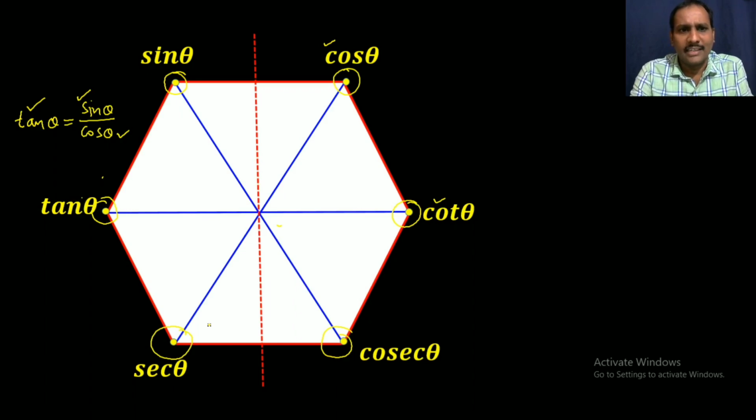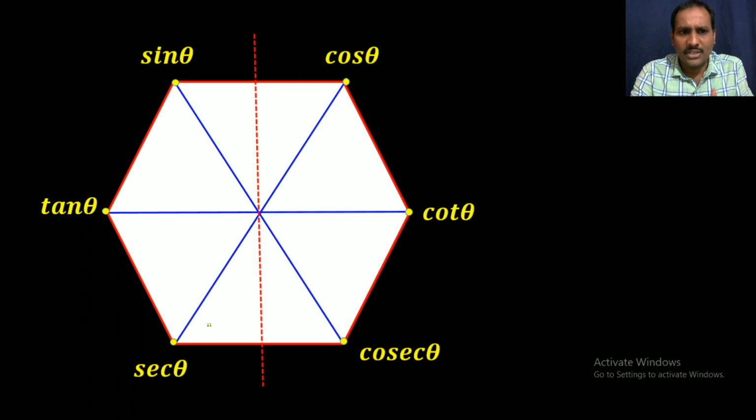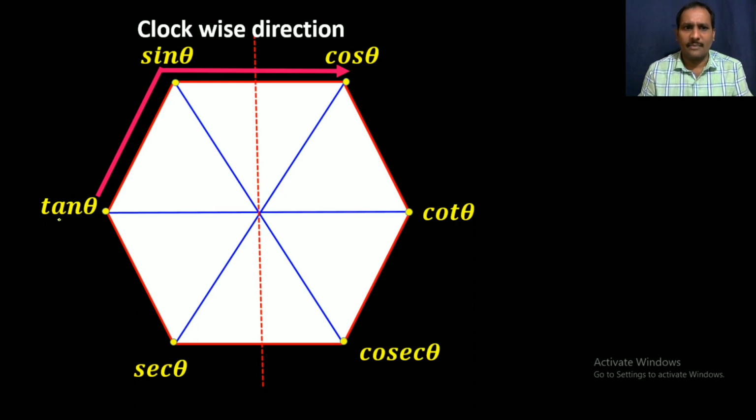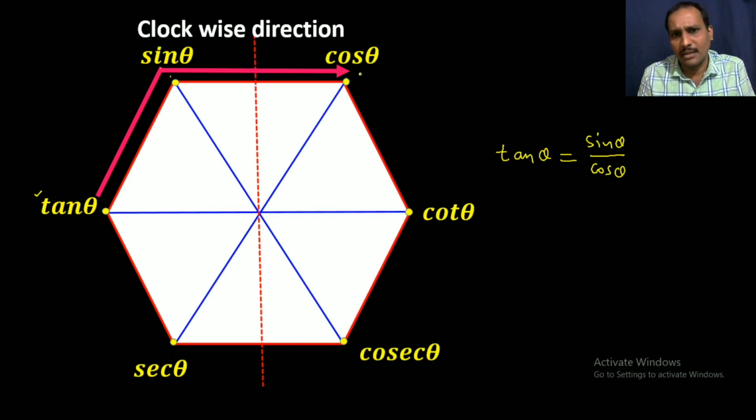First, we will write the relationship between the trigonometric ratios. I am starting with tan. You have to take the 3 ratios in clockwise direction. Suppose I am taking the tan here. Tan theta is equal to sin theta by cos theta. You are considering 3 trigonometric ratios. The first trigonometric ratio is equal to the second trigonometric ratio by the third trigonometric ratio. Tan theta is equal to sin theta by cos theta.